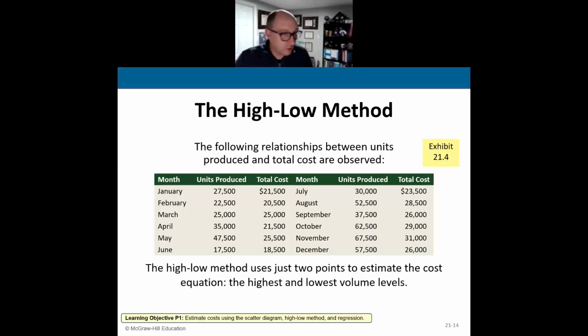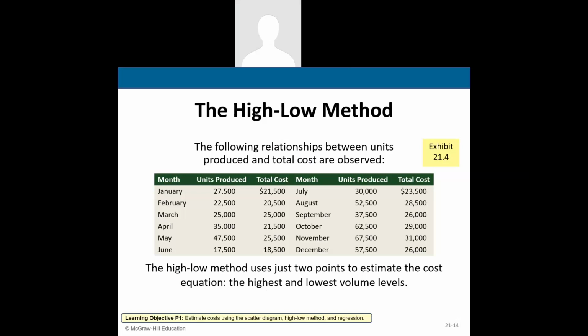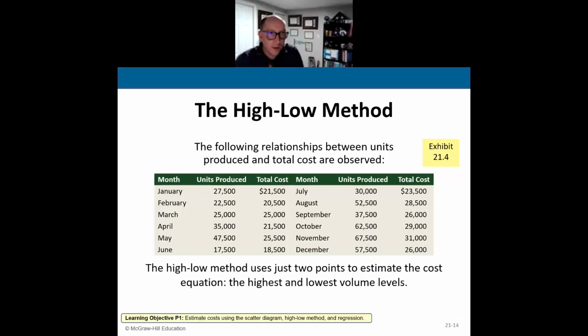So what do you think? For those of you on the call, looking at this data here, can you tell me which month is the highest total cost? It's not a trick question. Just look at the month and the total cost line. Tell me which is the highest. Total cost is the highest in November. November, yes, 31,000. 31,000 is the highest total cost out of the entire chart.